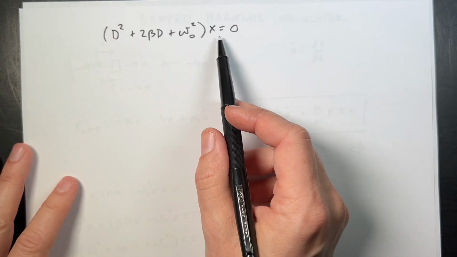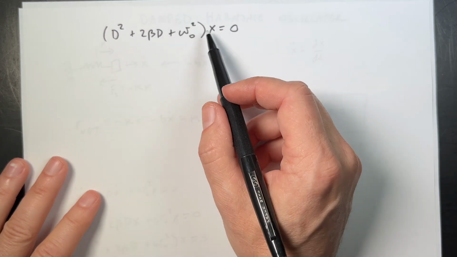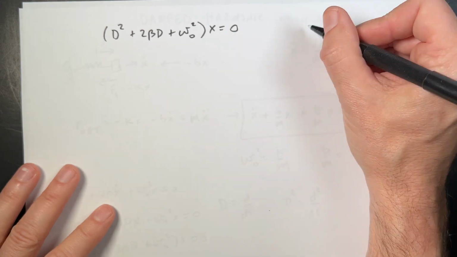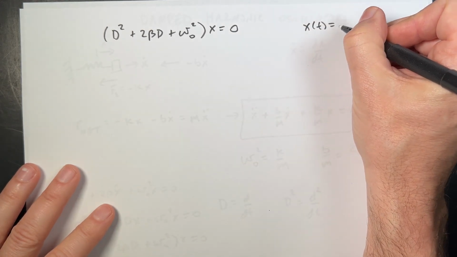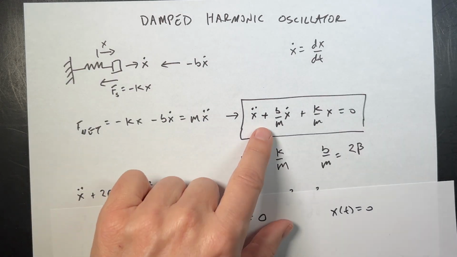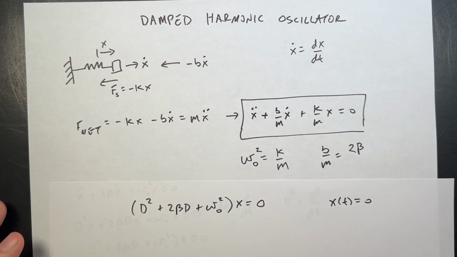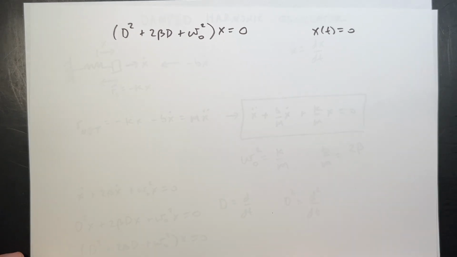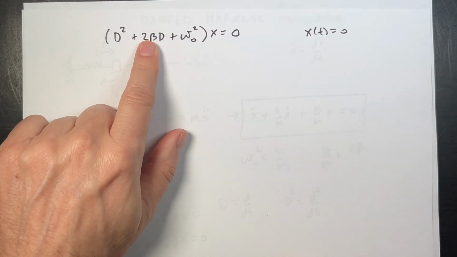Now, either this operator is 0 or x is 0. I don't want the situation where x is equal to 0 because that's just boring. It's true, it would work, right? If I say x as a function of t is equal to 0 and I plug it back into this differential equation, it works. 0, 0, 0 equals 0, but boring. So instead we want this operator to be 0.